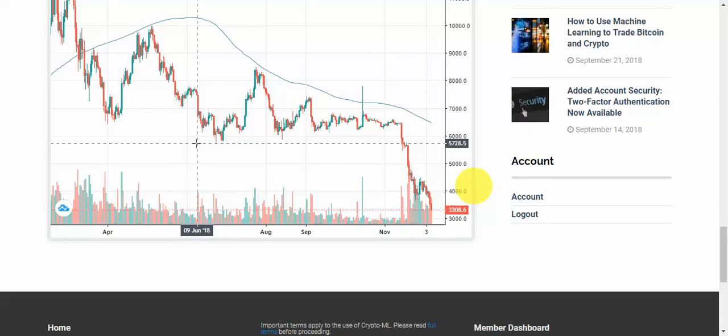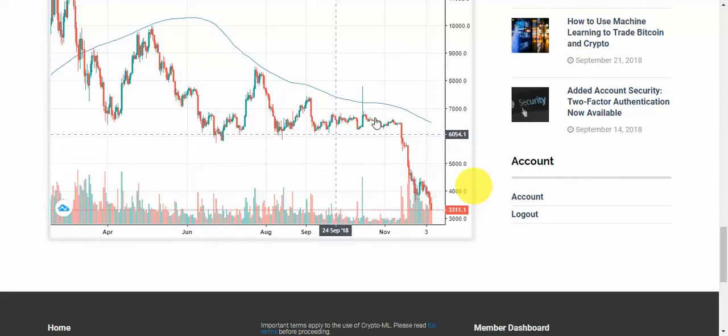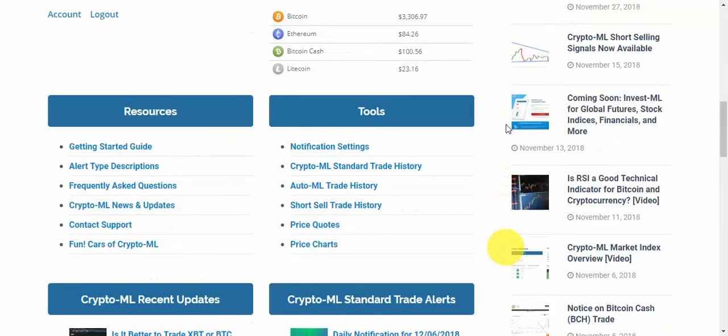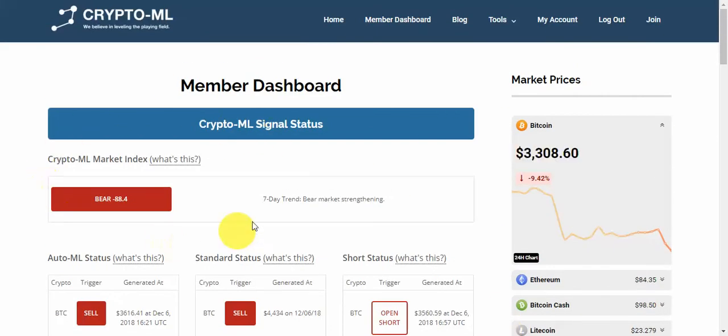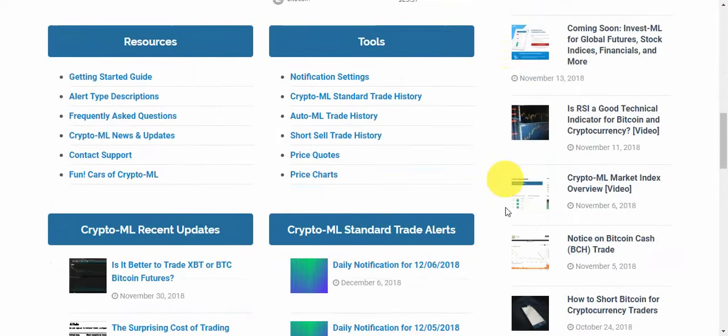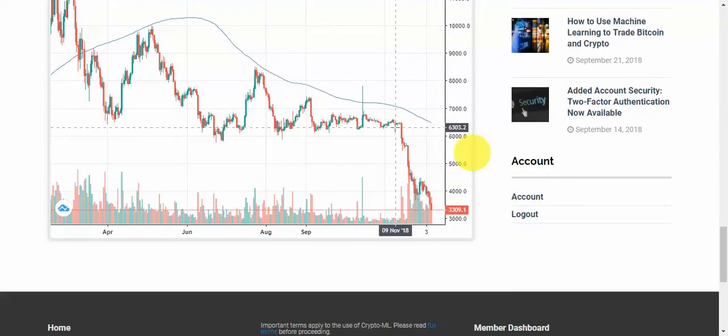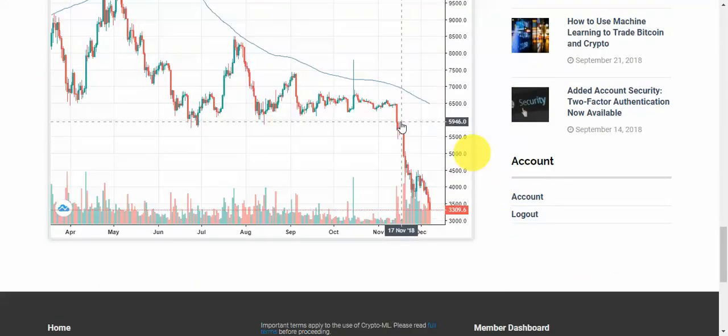And at CryptoML, we're looking to take as much of that personal judgment off the table as possible. So that's where this market index comes in handy. We can say, hey, we're definitely in a bear market. The odds are much more in favor of the short trade playing out. So we come down here and we would take the short trade, and we can profit on the way down.